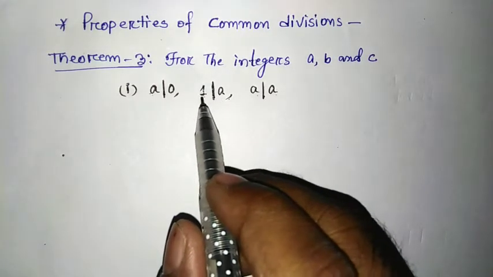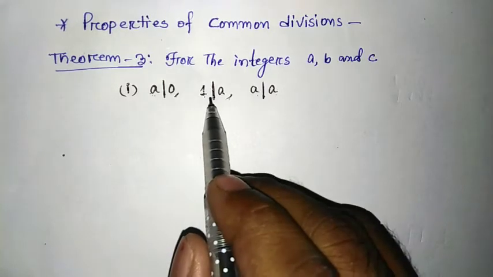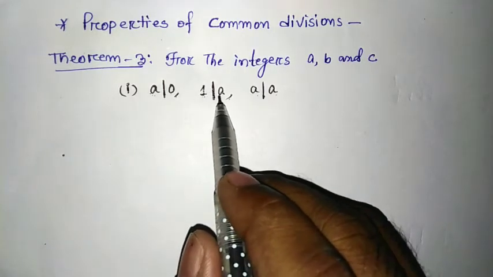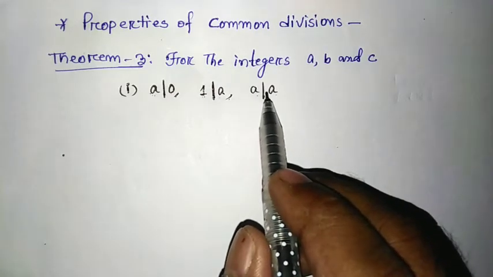So, first one, we have to prove there are three things. First of all, we have to prove that a divides 0. Secondly, we have to prove that 1 divides a. And then we have to prove that a divides a. So let's start it.